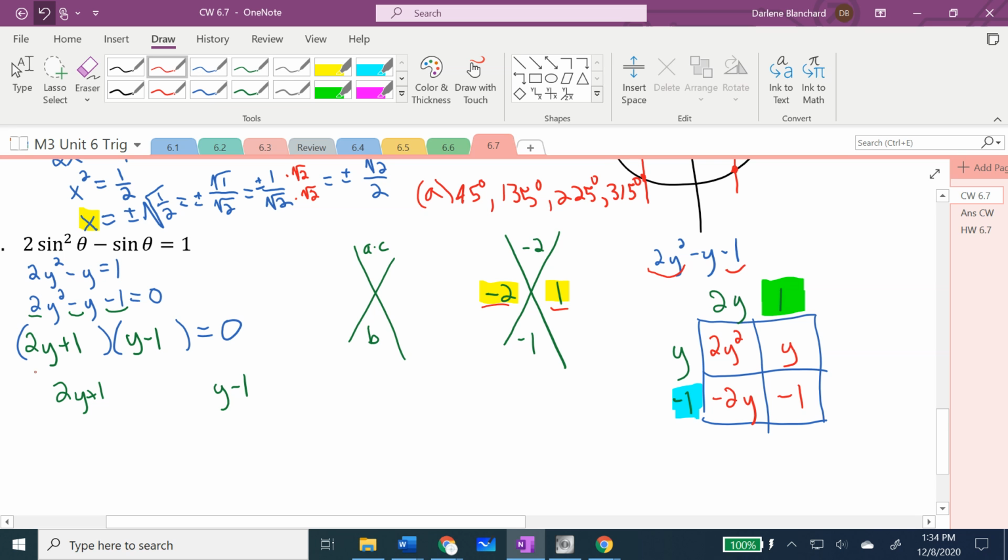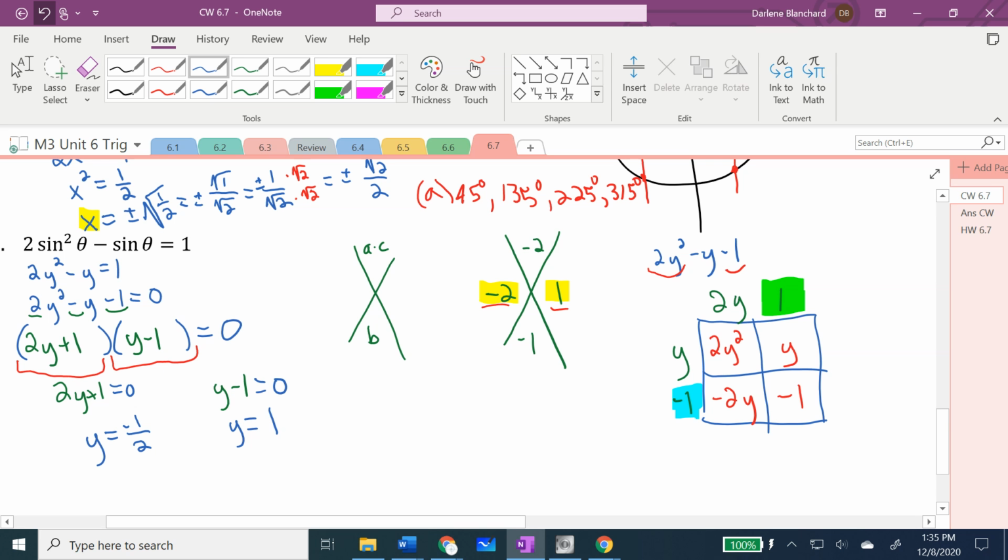Because I have two things multiplying that give me 0, one of them has to be 0 in order for that to be true. And that gives me y equals subtract 1 and then divide by 2, and y equals add 1, and the algebra part is done. Once the algebra part is done, then you turn to the unit circle.